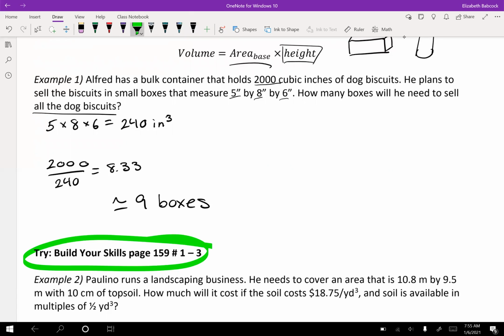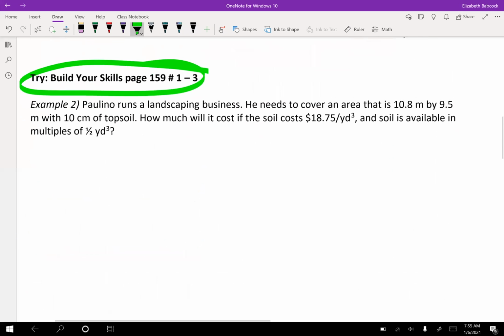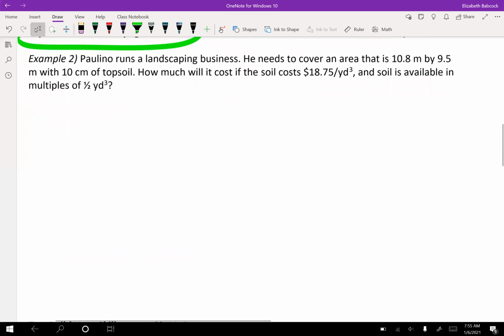Try or build your skills, numbers 1 to 3. Come back when they're done. Okay. Gonna assume those are done.